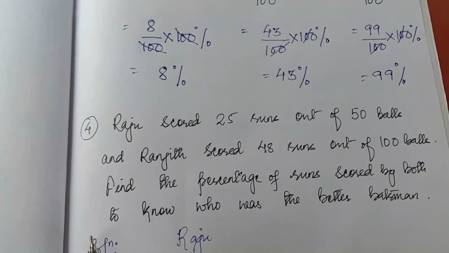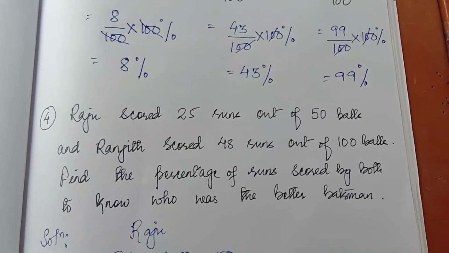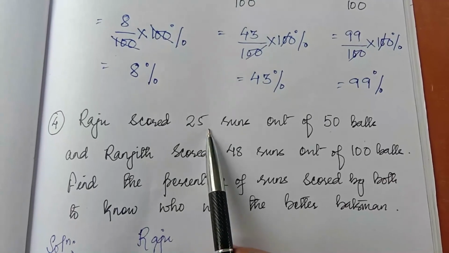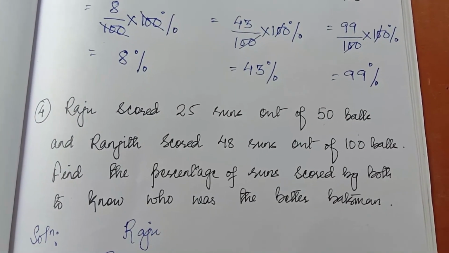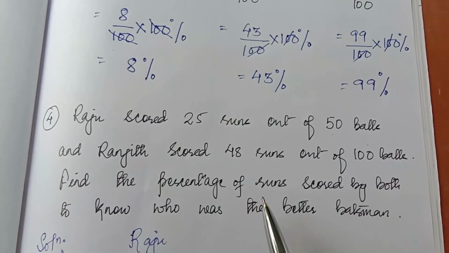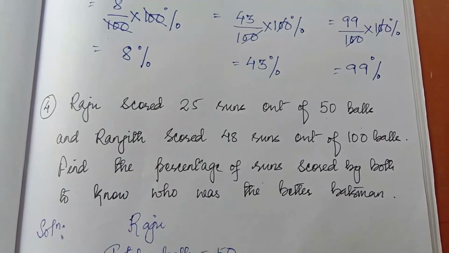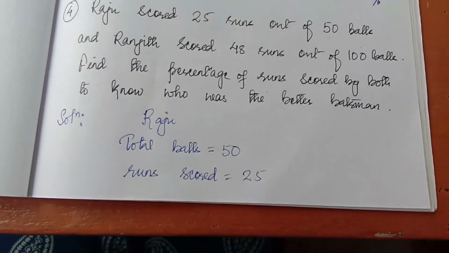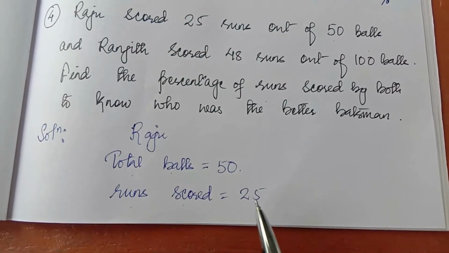Now the last question, question number 4 is, Raju scored 25 runs out of 50 balls. So out of 50 balls, Raju scored 25 runs. And Ranjit scored 48 runs out of 100 balls. You have to find the percentage of runs scored by both and you have to identify who scored more, percentage wise. So total balls 50 and runs scored 25.